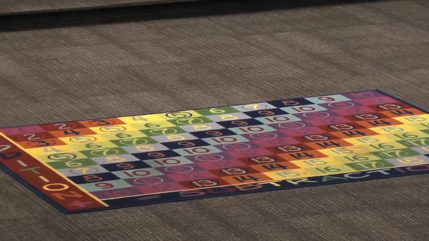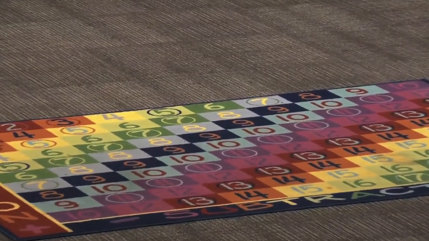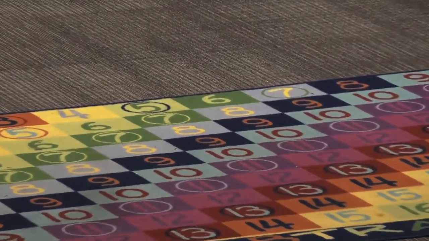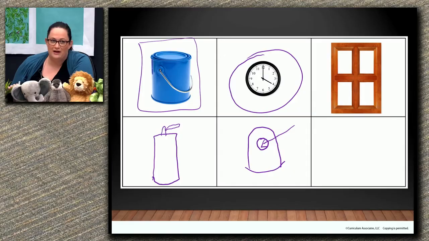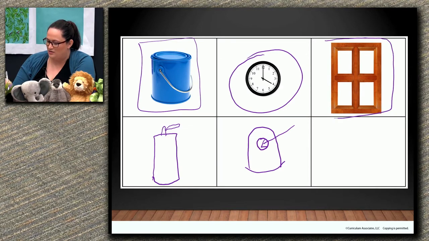Look at all those circles. Ooh, circles, circles everywhere. Wow. That's a lot of circles. A lot of circles. Okay. Last thing. Are you ready, friends? The last thing we need to find is a rectangle.